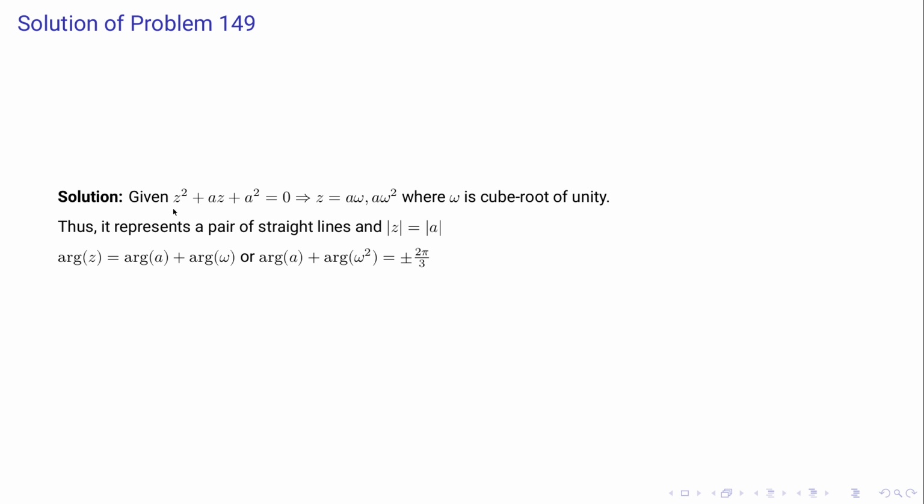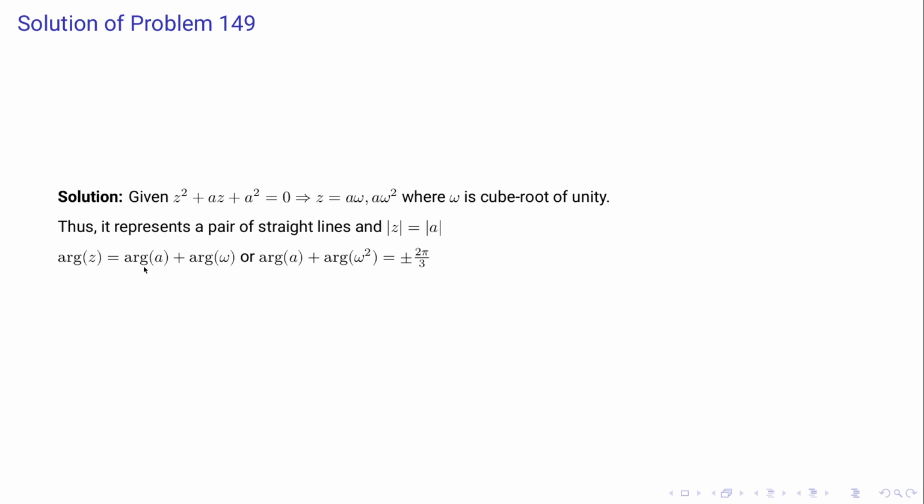So the given equation is Z square plus AZ plus A square is equal to 0. So roots would be A omega and A omega square, where omega is the cube root of unity. So clearly this represents two straight lines. One would be Z is equal to A omega, another would be Z is equal to A omega square. Now modulus of both would be mod of Z is equal to mod of A, because mod of omega is 1 and mod of omega square is also 1.